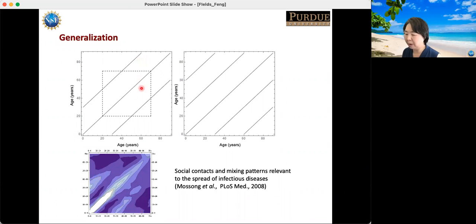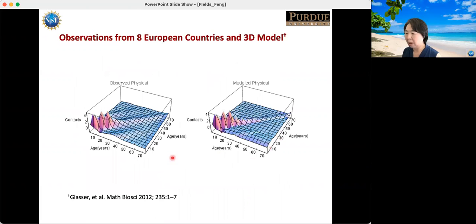So we described this kind of pattern using a mathematical representation. This first term represents the main diagonal, within the same age group, and the parents and children. And here we also include children and grandparents. This was published in Mathematical Biosciences in 2012.